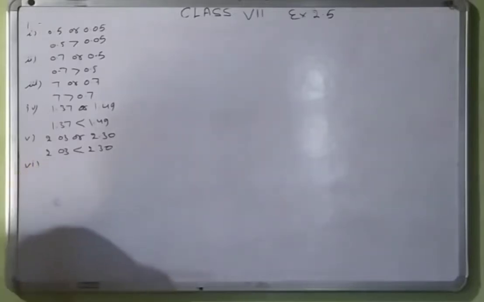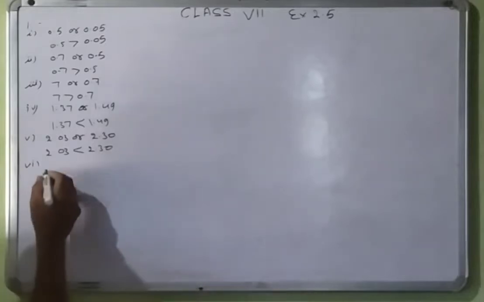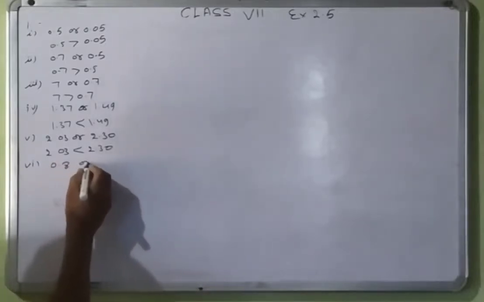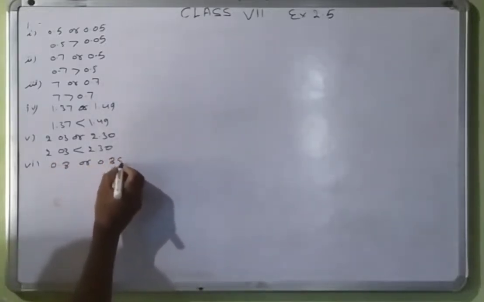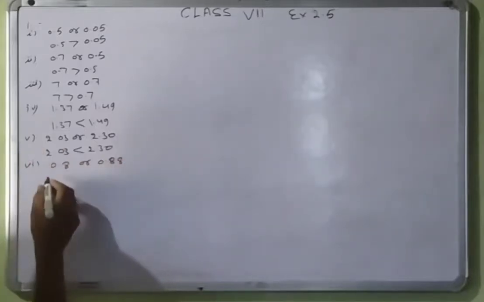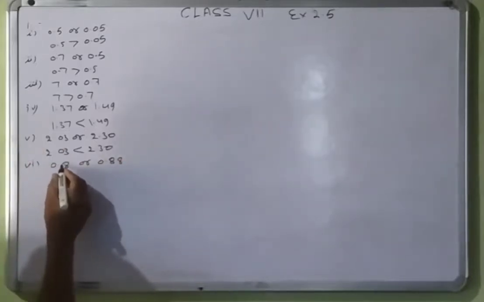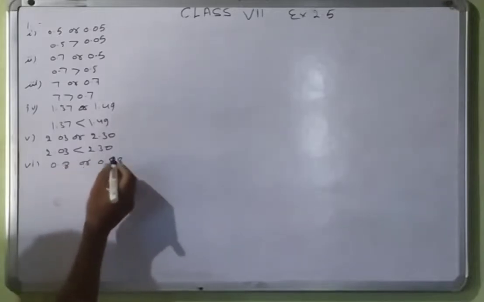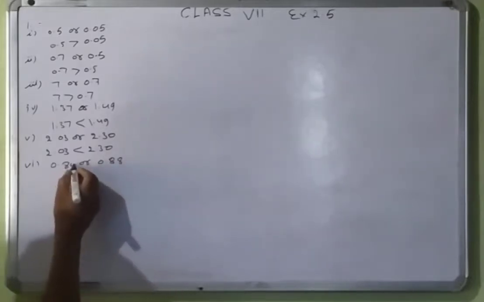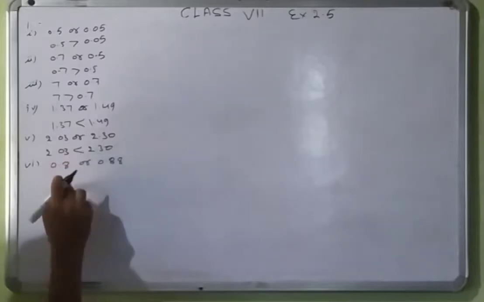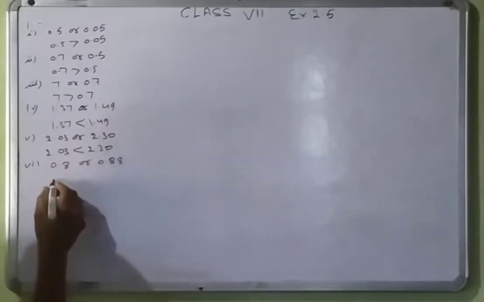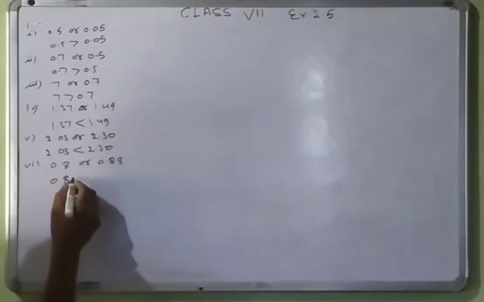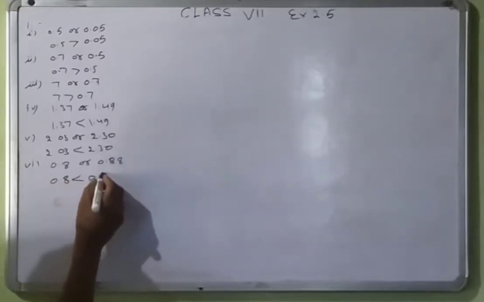Sixth part, that is 0.8 or 0.88. See that before the decimal is the same, after the decimal this is the same, but this is 8 and here is 0. No need to write the 0, so this is the greater. So 0.8 is smaller than 0.88.